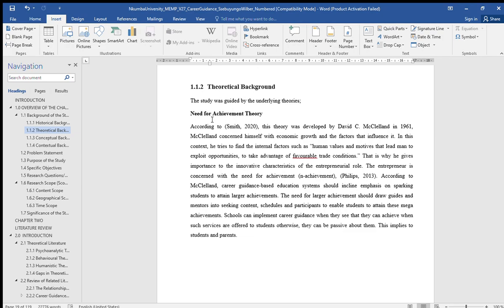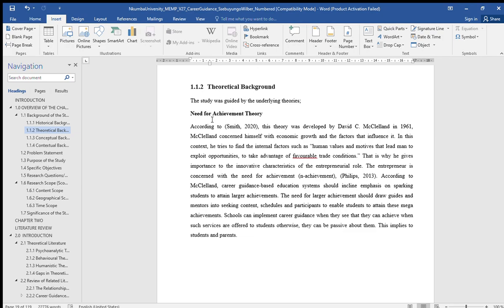So something else we look at in the theoretical background: tell us the theory, that is the need for achievement theory. Who is the theorist? David McClelland. When was the theory developed? 1961. What does the theory state? He tries to find the internal factors such as human values and motives that lead man to exploit opportunities and take advantage of favorable trade conditions.